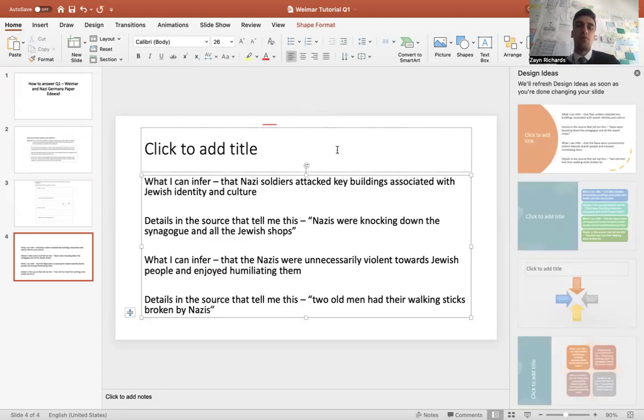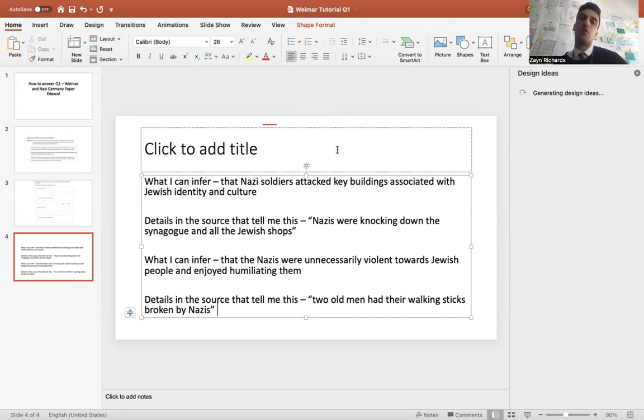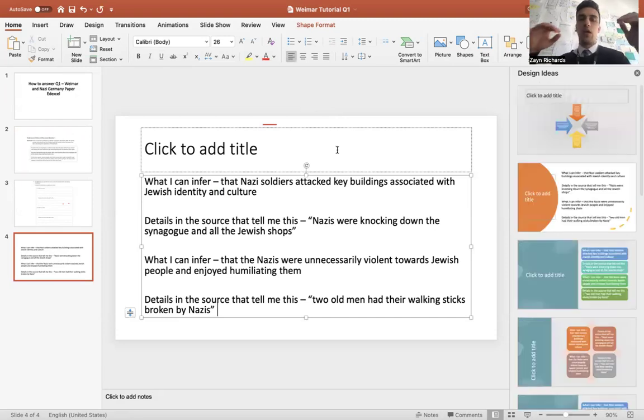So that's basically how you approach this question. Just remember that your inference is what you can work out, not the evidence. The evidence you put in where it says details in the source that tell me this. If it's a written source, you write down quotations. If it's an image source, you pick out what you can see.